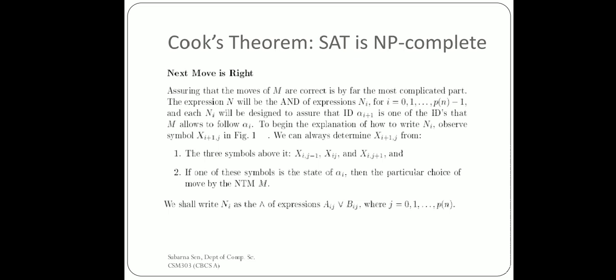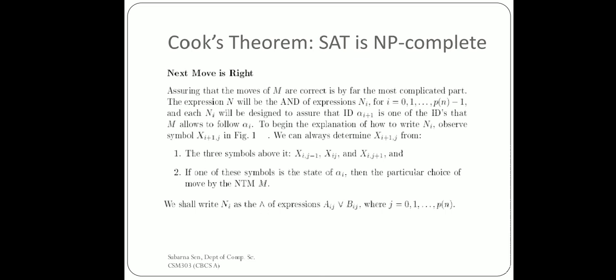Now if you follow the table, consider this ID x of i plus 1 followed by j. It depends on what? If you consider the total table, at this position x i plus 1 j, it can reach this position from its left symbol or from its right symbol. So it will depend on x i j minus 1, x i j, and x i j plus 1. So it can come from these three symbols only.